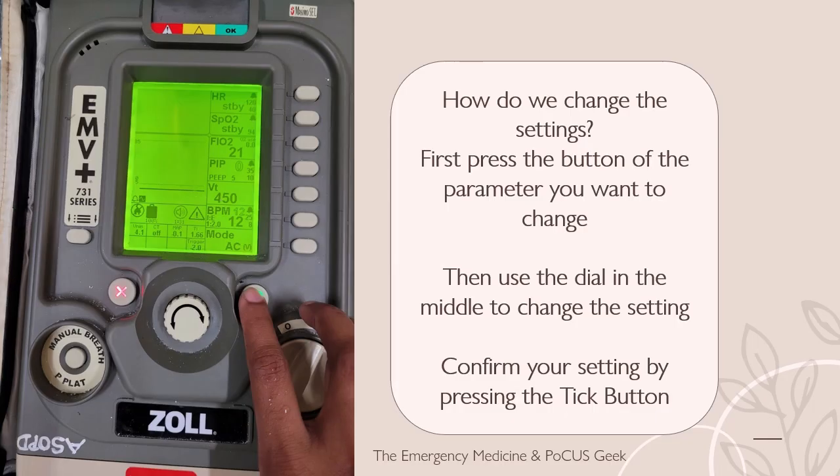How do we change the settings? First, press the button of the parameter you want to change. Then use the dial in the middle to change the setting. Confirm your setting by pressing the tick button.